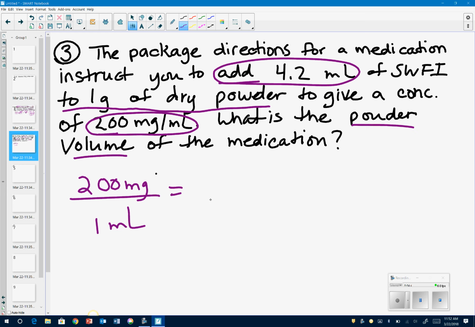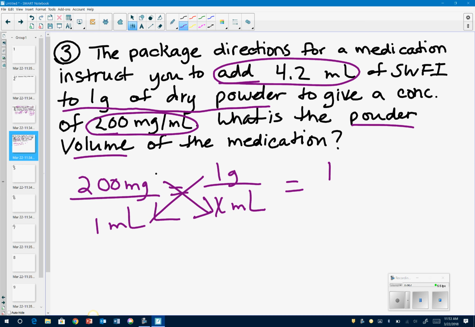First we have to find our final volume. So we know we have 200 per 1, and we have 1 gram up here because we're going to take it out of the 1 gram. And we'll have X milliliters because we're trying to find powder volume. Powder volume always will have the milliliter symbol. Then we're going to cross multiply. 1 times 1 goes on top.